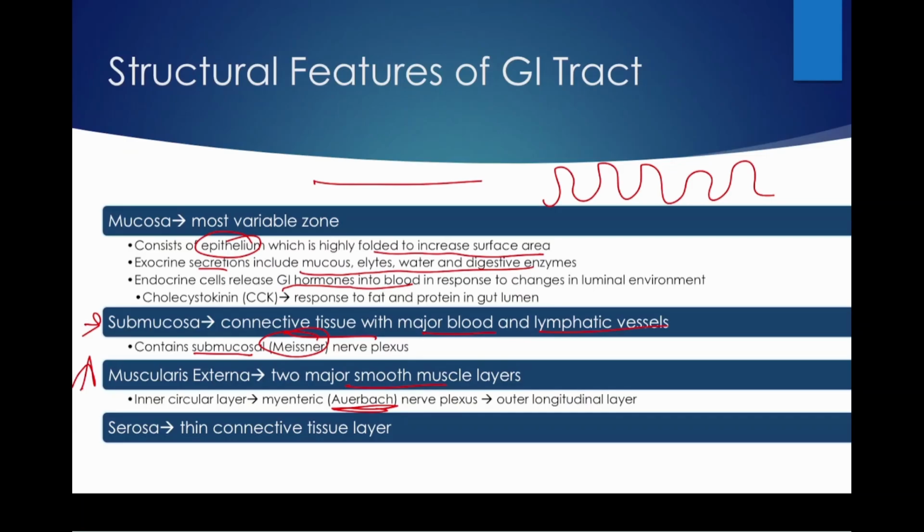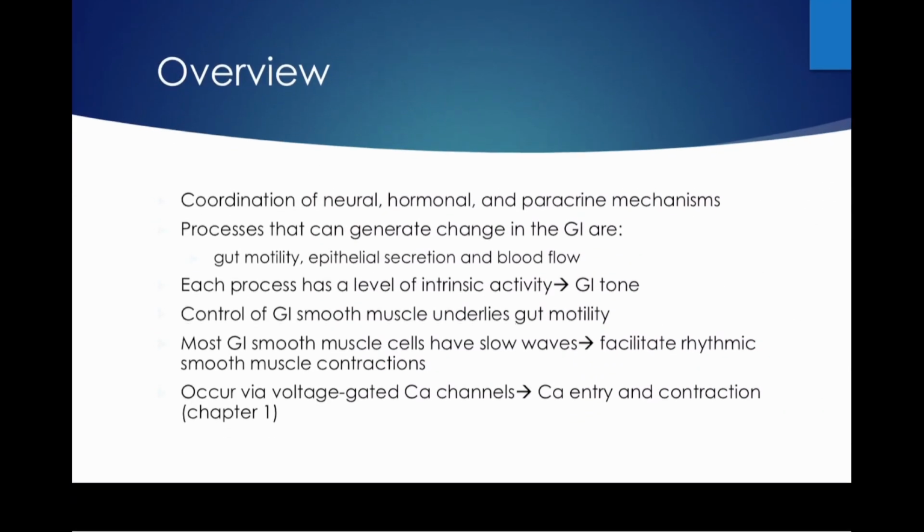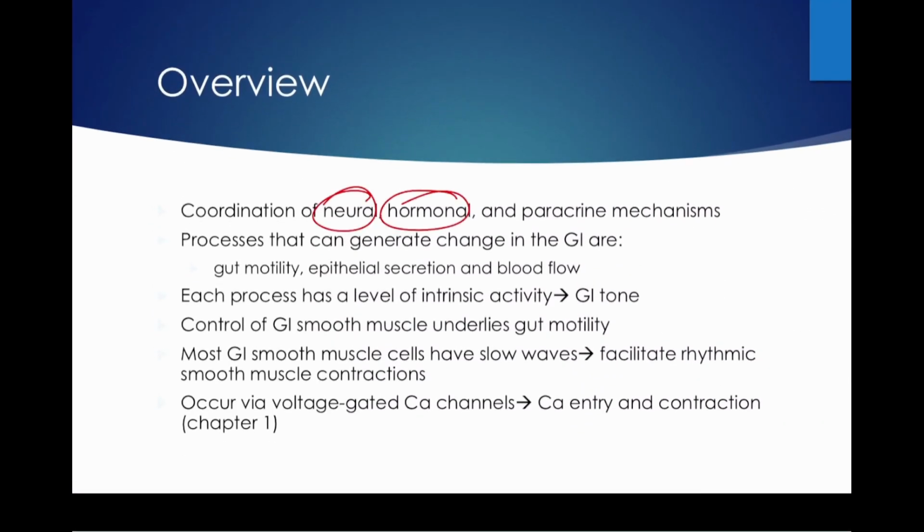Everyone good so far on the different layers of the tract? So how do we control it? It's a coordination of neural, hormonal, and paracrine mechanisms that all work together to allow you to break down your food. What can generate change in the GI system? Gut motility, epithelial secretion, and blood flow. There is a level of intrinsic activity, we call it GI tone, just like how your vessels have tone to them, allowing them to be a little bit constricted. The GI also has some level of tone as well.